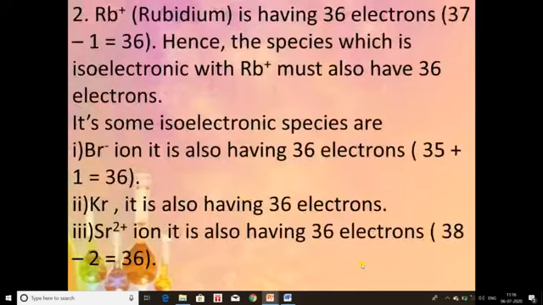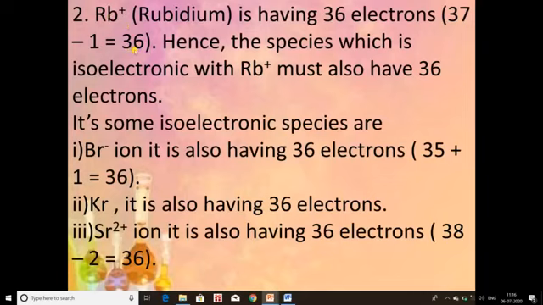Next is rubidium. In Rb+ there are a total of 36 electrons. Here you will observe the atomic number of rubidium is 37, so the number of electrons is 37 minus 1, because the charge is +1, so 36.